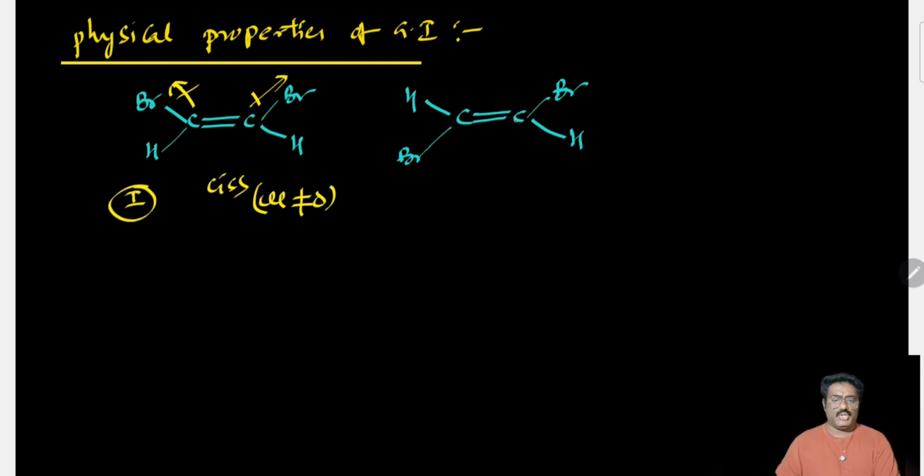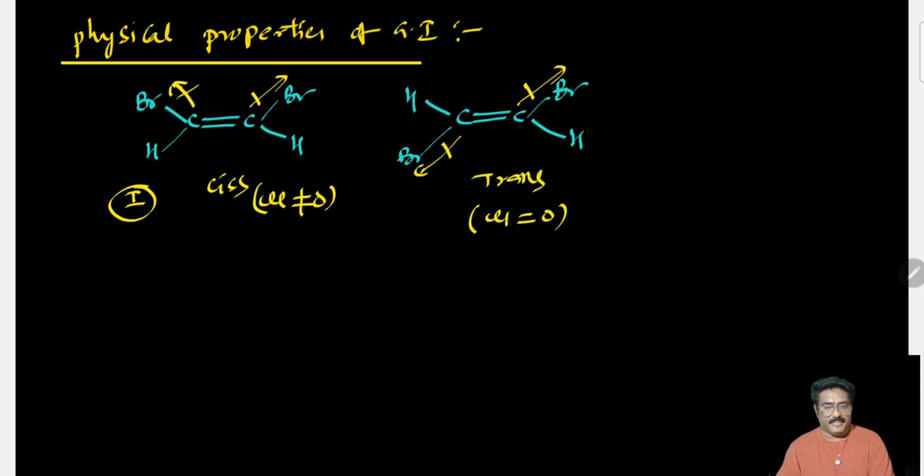Now the carbon-bromine dipoles move in opposite directions. It is the trans isomer. In trans, the resultant dipole moment is cancelled out. So mu equals 0. For cis, mu is not equal to 0. For trans, mu equals 0.